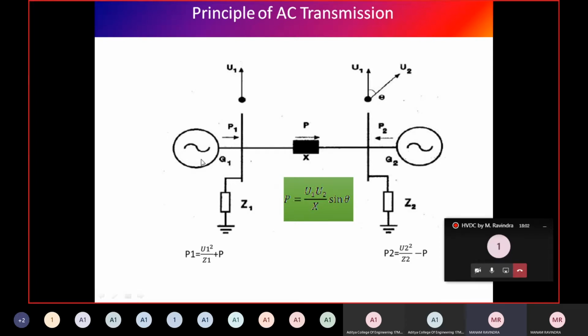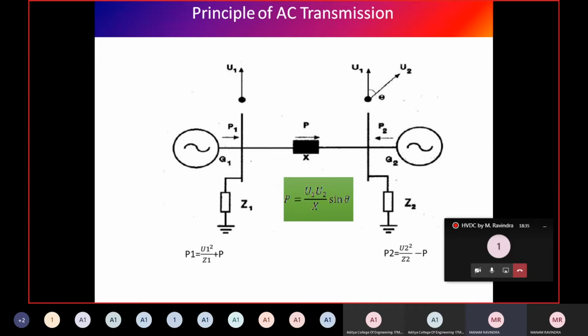Two generators. From one end, this is the sending end. Suppose we consider the other as the load end, or we can consider it as an infinite bus, load and bus, whatever it may be. It is a motor or a generator. This G2, I'm saying, may be a motor or a generator, anything, an infinite bus or anything. Suppose it is a generator, no problem, it is okay. Z1 and Z2 are the generators; how the power is transmitted, we have to see now.